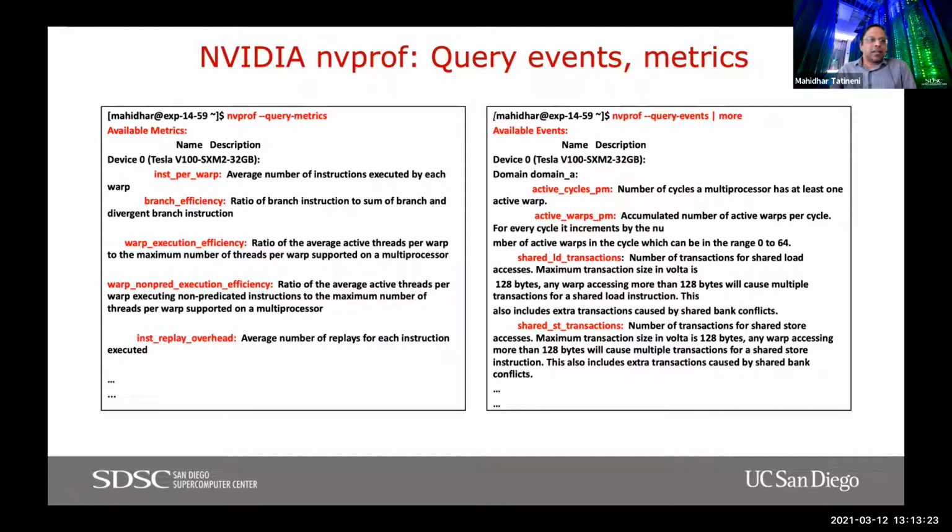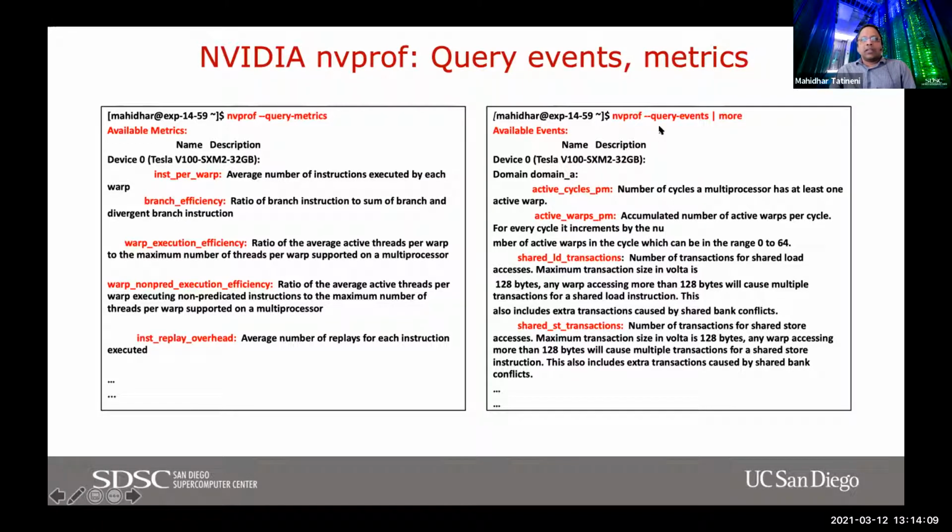So the first thing you can do is find out the kinds of metrics and events you can look at. By the way, this is probably 1/10 of the number of options that are there. I just showed you how it pops up. If you do nvprof with --query-metrics, it tells you the kinds of things you can measure. So you have instructions per warp, branch efficiency, warp execution efficiency, some kinds of replay options, and sometimes the profiler cannot do both at the same time. Then it will do multiple instances to get the replays to get the info you need.